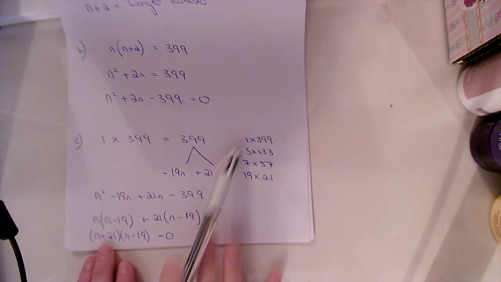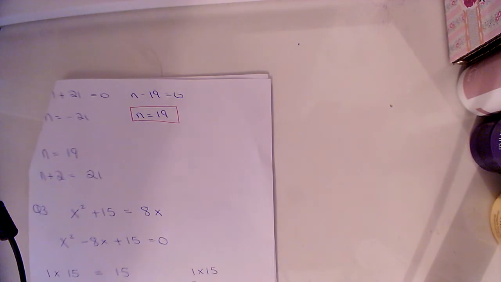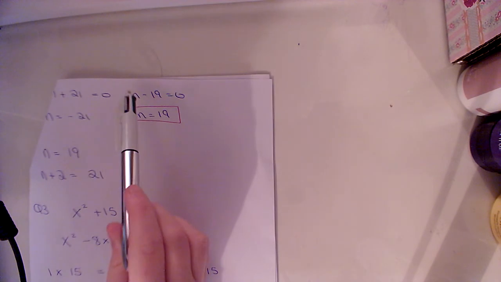So just bring it out here to the next page. So then I have n plus 21 is equal to 0. So I have n is equal to minus 21. And I have n minus 19 is equal to 0. And I have n is equal to 19. I can only accept 19.